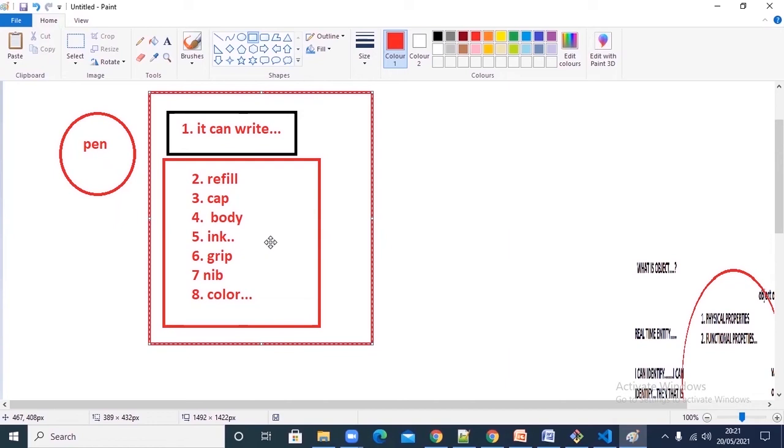Physical property is a different thing, and functional is entirely different. Functional, like writing, is a logical thing. Physical properties are physical things, but we are treating both together. We cannot isolate them. If I want to identify anything, I cannot isolate the physical and functional properties.